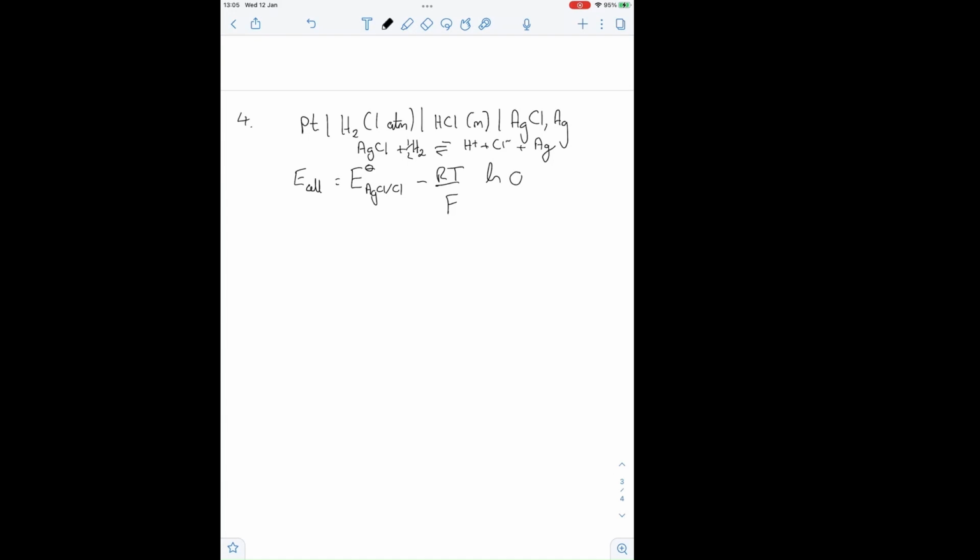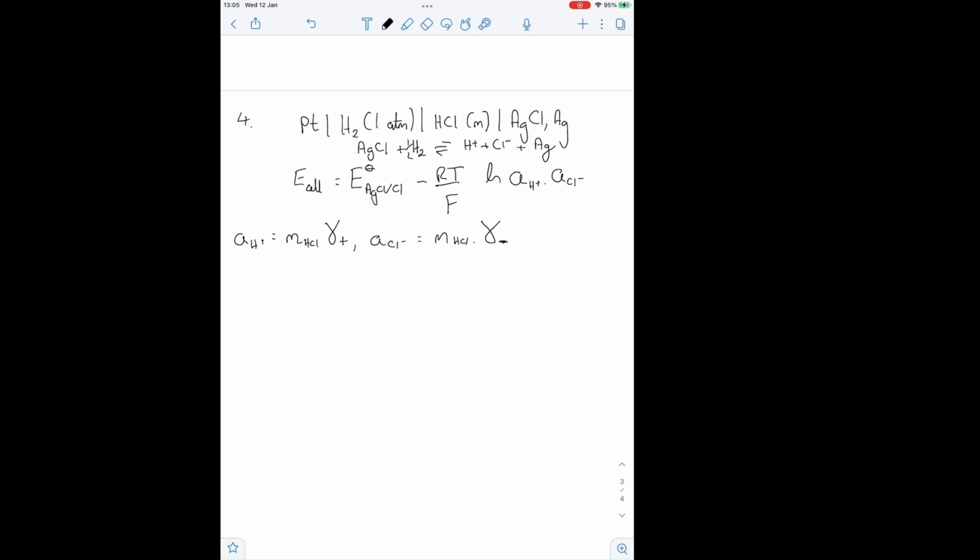So this is just going to be the activity of H plus times the activity of Cl minus. Okay, so the activity of H plus equals the molarity of the HCl times the activity coefficient of the positive ion, and the activity of Cl minus is going to be the molarity of HCl times the activity coefficient of the Cl minus ion.